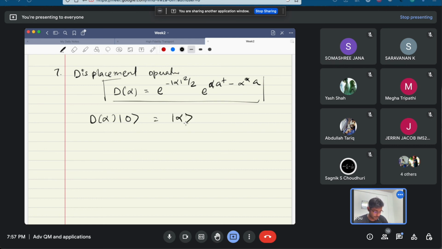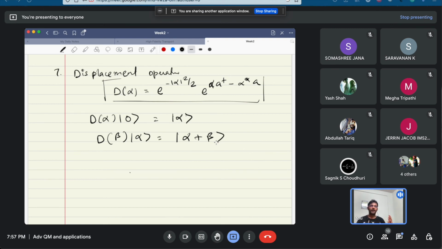So what it is doing is displacing. If you operate, let's say, D beta on any coherent state rather than on 0, what it will actually do is shift it by beta. So it displaces the coherent state in the phase space.